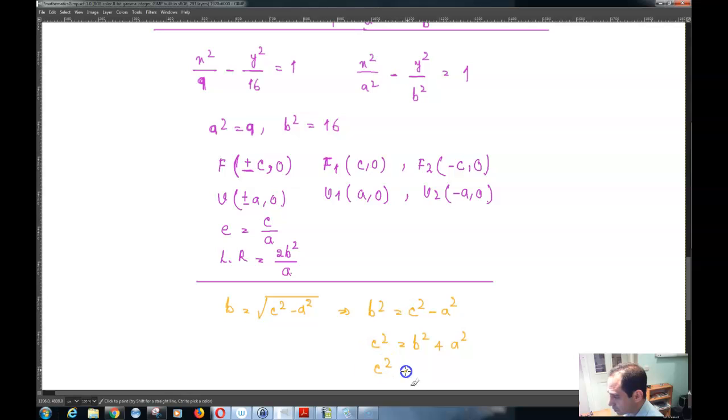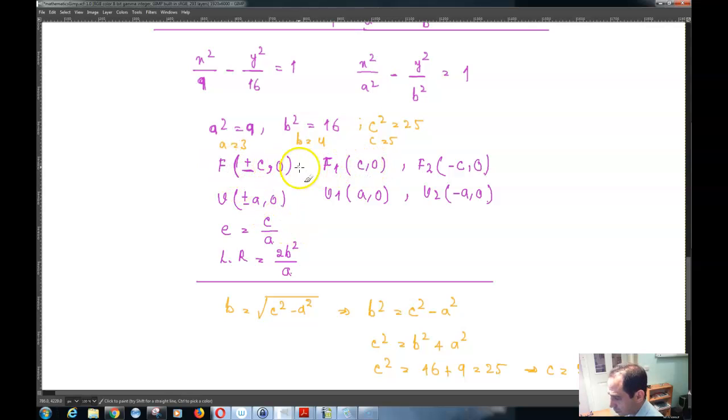So C squared is equal to B squared, which is 16, plus A squared, which is 9, which is equal to 25. So over here your C squared is equal to 25, and that means that C is equal to the square root of 25, which is equal to 5. So your C is equal to 5, your B is equal to 4, and your A is equal to 3.